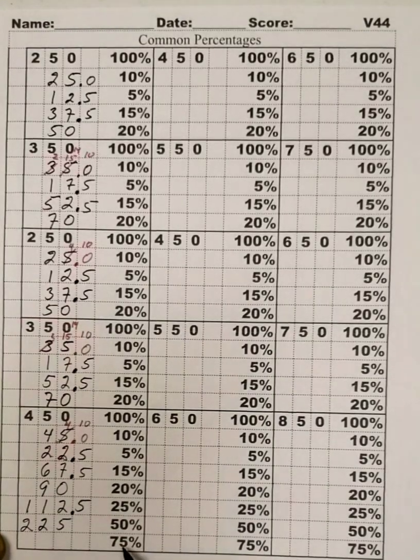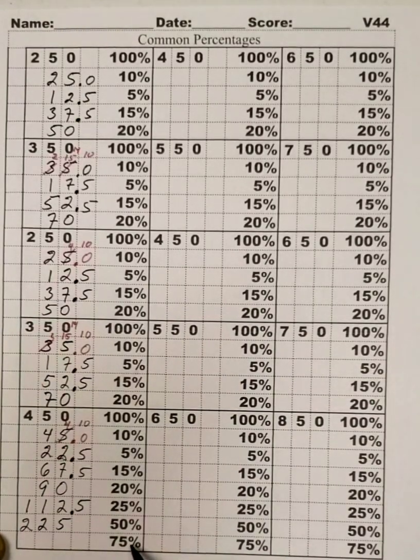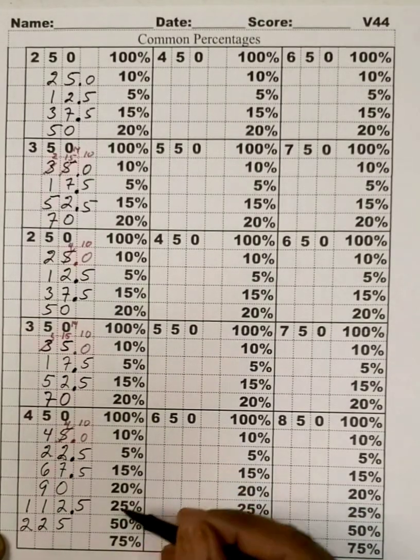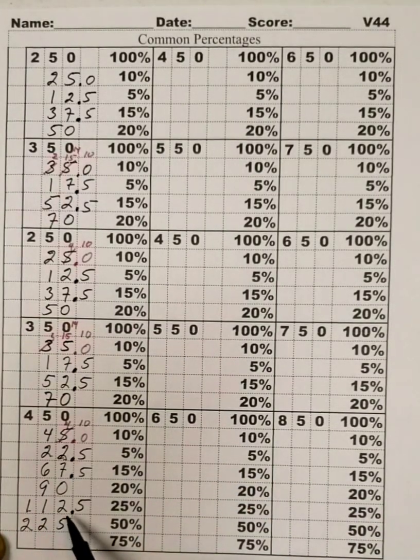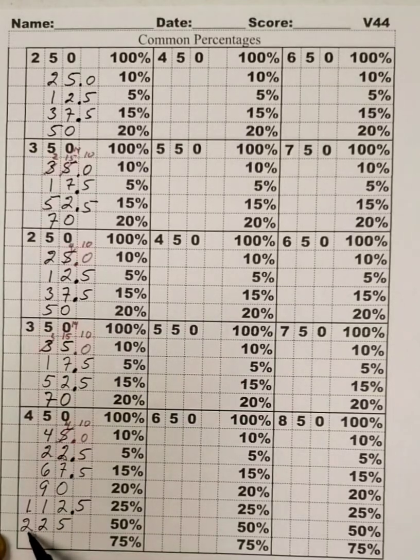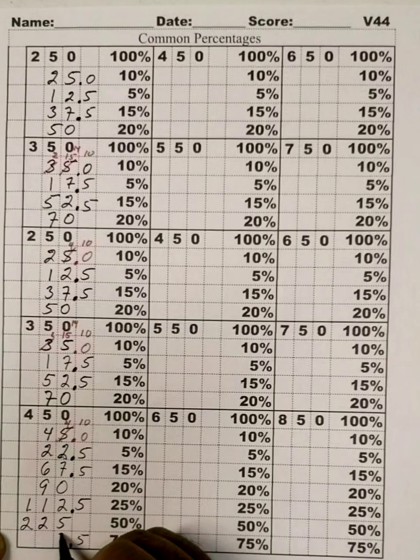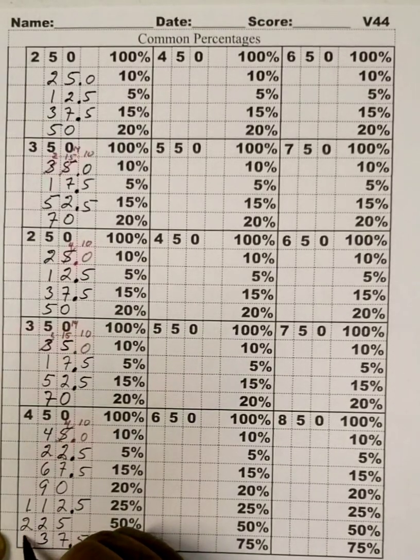And finally, the 75%. 75% we can get from combining 25% and 50%, which is combining the 112.5 together with the 225. This will give us 5, a decimal, a 7, a 3, and a 3.